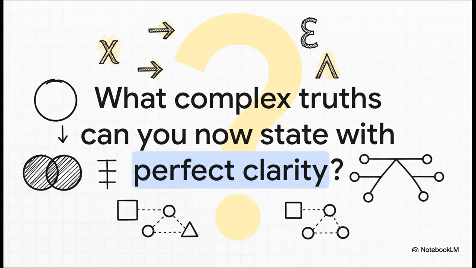So there you have it, a quick tour of predicate logic. We've gone way beyond simple true or false. You now have the fundamental tools to describe really complex ideas and relationships with total precision. So I'll leave you with this question. What complex truths out there, maybe in your job, in a coding project, or just in how you think about the world, can you now state with perfect clarity?